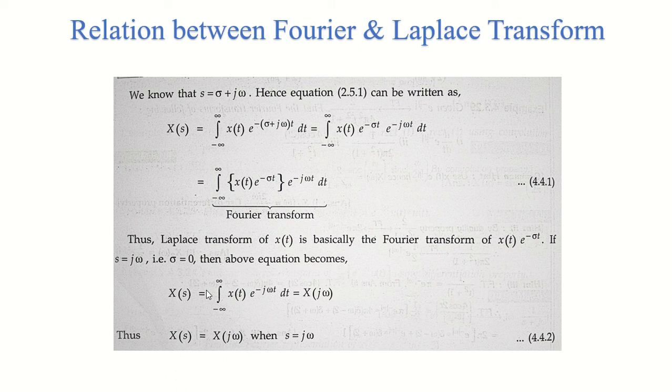Because the value you are getting, X of s, is equal to X of j omega, which means s is equal to j omega, right? So whenever you take sigma equal to 0, your s becomes j omega, which means your Laplace transform and Fourier transform become equal, same, identical. So that was the relation between your Fourier transform and Laplace transform.